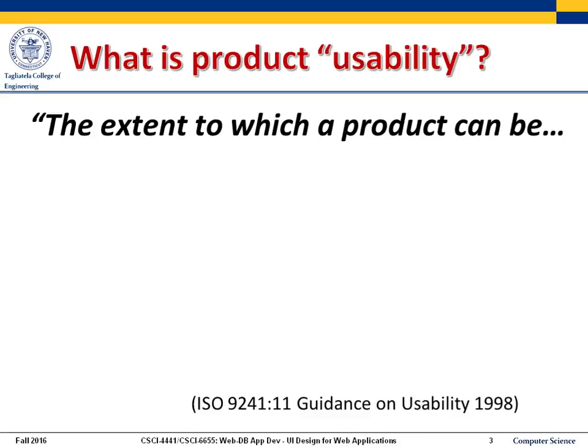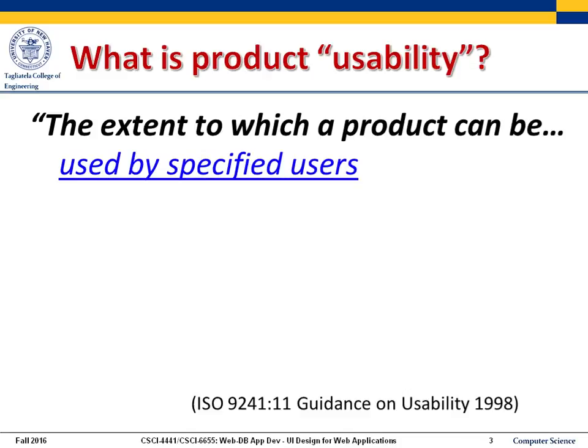Here is one way. This is actually from an ISO standard, if you like standards. The extent to which a product can be used by specified users. Now what that implies, of course, is you know who your users are. And you have to have some concept of what it means to be used by those users. What I'm going to show you with this is you have to answer a whole bunch of questions ultimately to understand if whatever you're building is usable. In our case, it's our interfaces for our web applications.